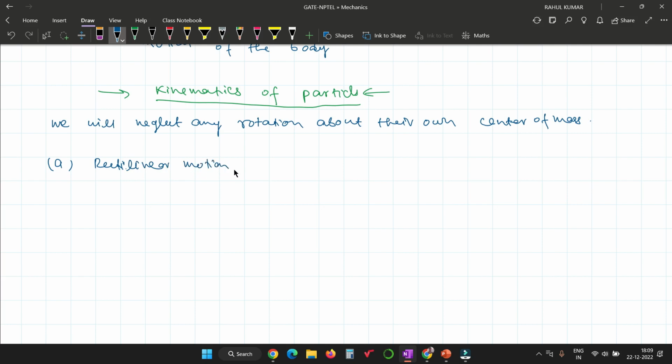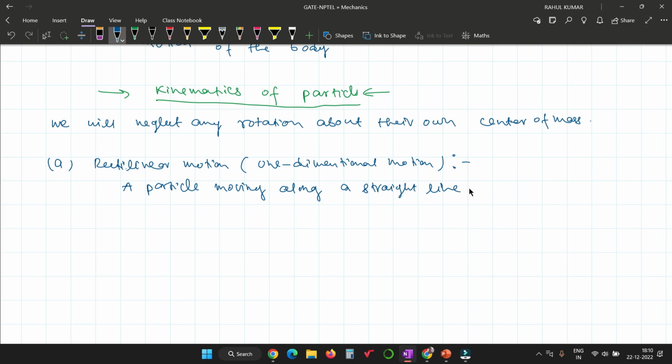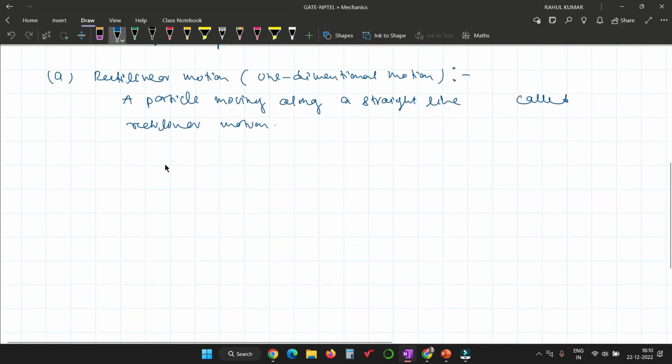Rectilinear motion is also called one-dimensional motion. So what is rectilinear motion? Can you tell me? Motion in a straight line, sir. Yeah. So a particle moving along a straight line is called rectilinear motion. So in this study, these are important variables.